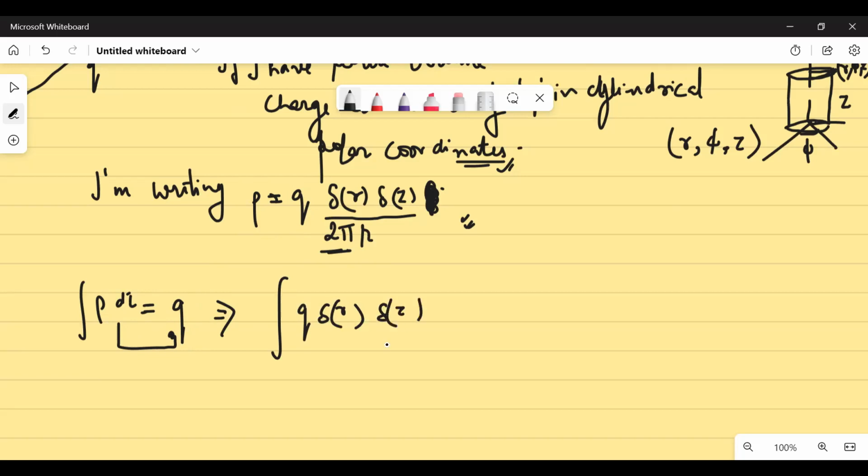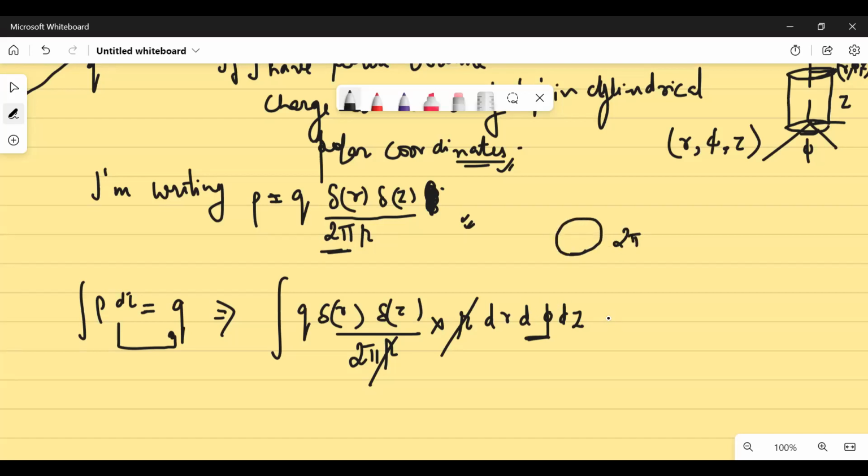So Dirac Z divided by 2 pi times r. Now, instead of d tau, you can write r dr d phi dz. Is that clear? Now r gets cancelled with r. When I integrate d phi over the entire coordinate system, it will give me 2 pi. So this will be Q Dirac R, then Dirac Z dz, and then integral d phi divided by 2 pi.